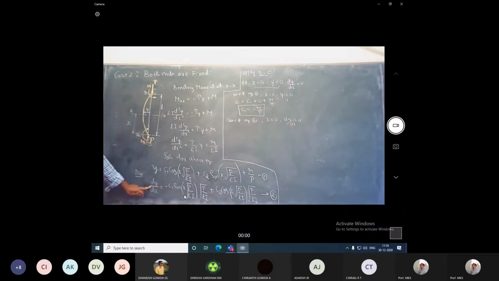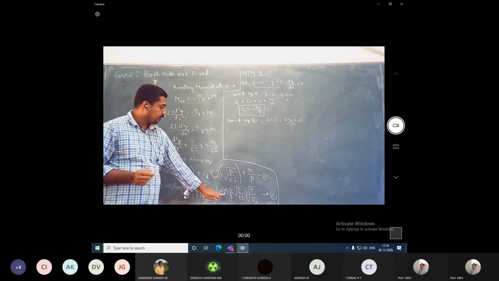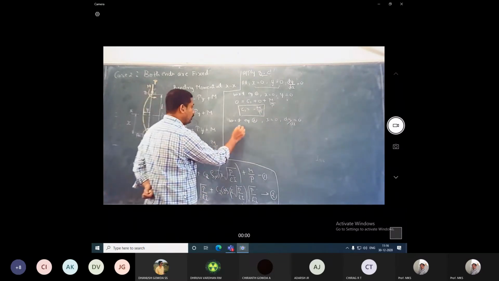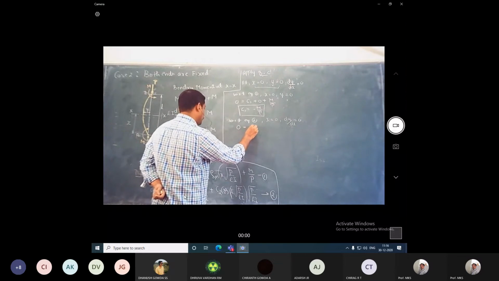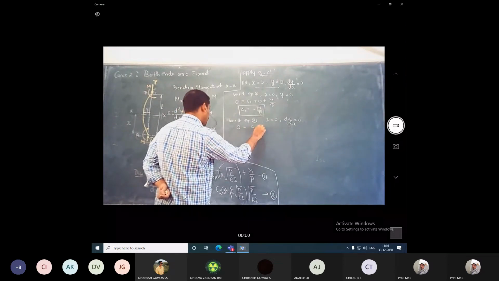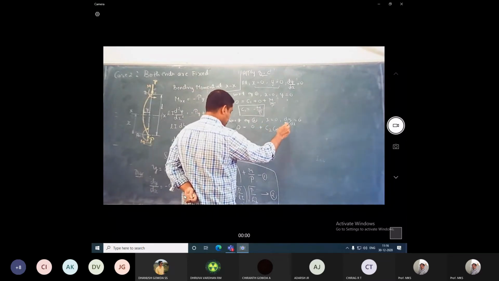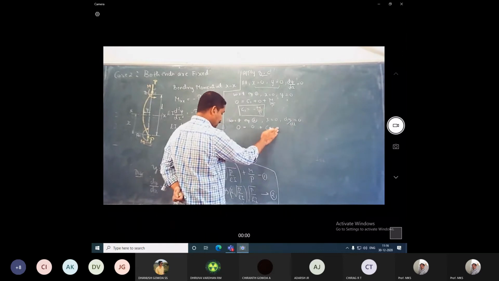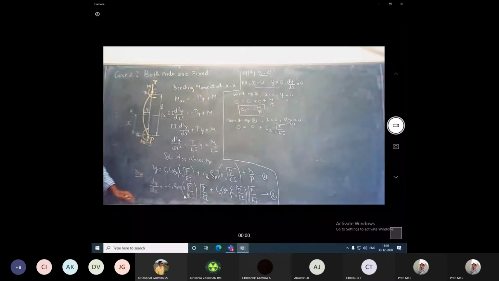So substitute: 0 is equal to C1 sine, so this term will be neglected. Here we will be remaining with C2 cos 0. So it will be 0, that is equal to C2 into root P by EI.